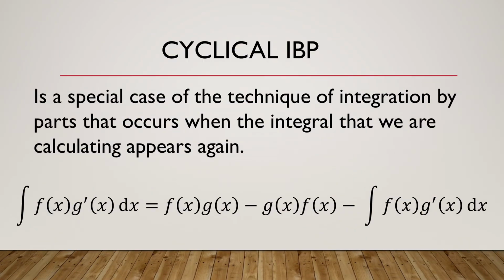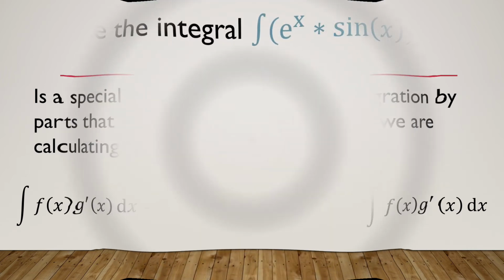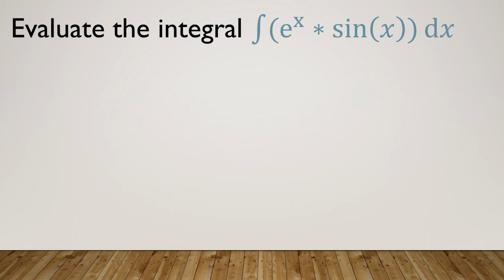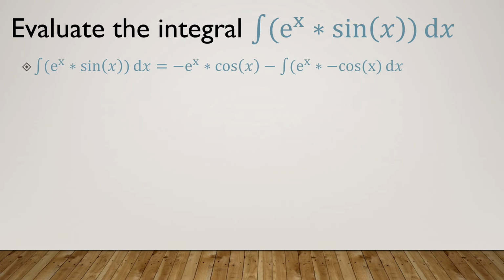Next, I'd like to touch upon cyclical IBP. A cyclical case is when the original integral shows up in the equation after doing integration by parts. To demonstrate a cyclical IBP, we're going to evaluate the integral of e to the x times sine x. Once we make our substitutions and do IBP, we get the equation shown here.